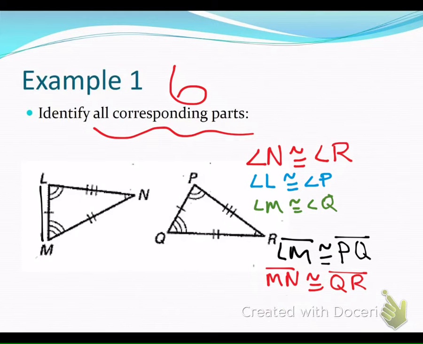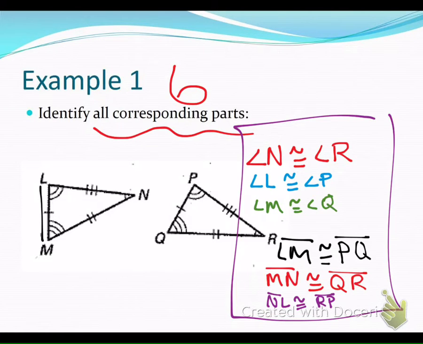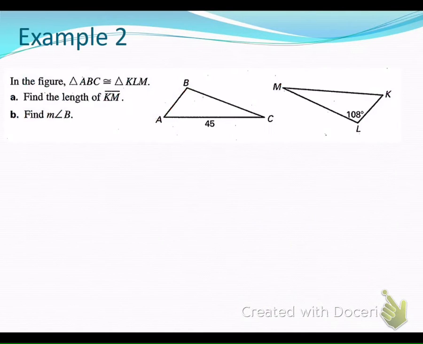I'll write it the way I said it. N, L is congruent to RP. Good. So again, if it says list all the corresponding parts, you should have 6 answers. It's a lot. You can handle it. You can just write the answers with me on this one. You don't need to draw these triangles.